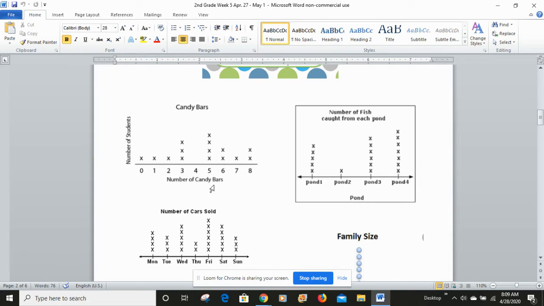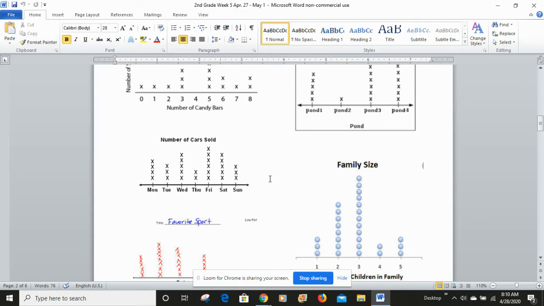This is about number of candy bars. This is about fish caught from a pond. You can see pond 1, pond 2, and you can easily tell which pond the most fish were caught out of. Real easy to see, just as it is number of candy bars eaten. Here's one, number of cars sold, maybe from a car lot, and they would keep track of their inventory based on the numbers of cars sold. And you can see what are their best days for selling cars. It looks like Wednesday and Friday and Saturday are the best days to sell a car.